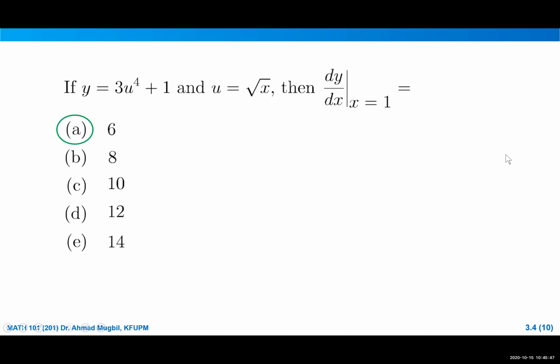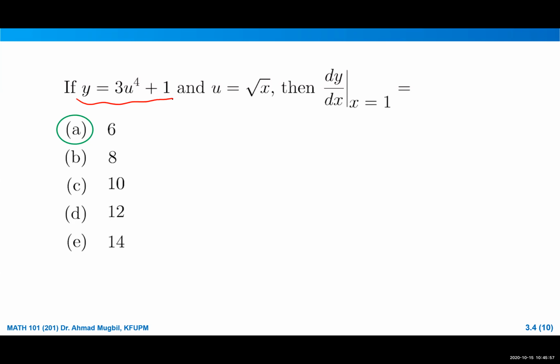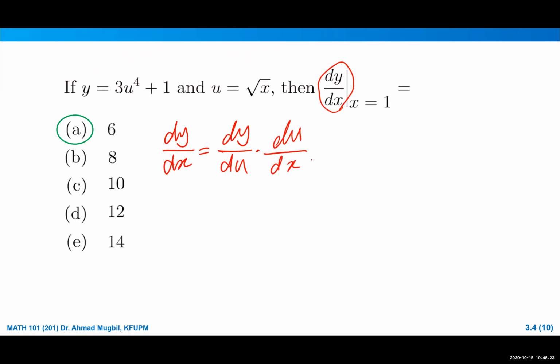You can solve it by 2 methods, I think, or more. But let me solve it by the typical method here. You have y as a function of u, and u as a function of x, let's say g of x. So now you will apply the chain rule. I need the derivative of y with respect to x. It will be the derivative of y with respect to u times the derivative of u with respect to x. This is the chain rule.